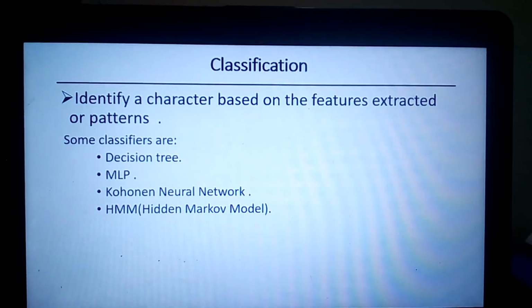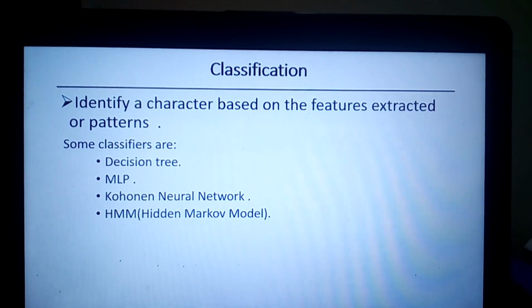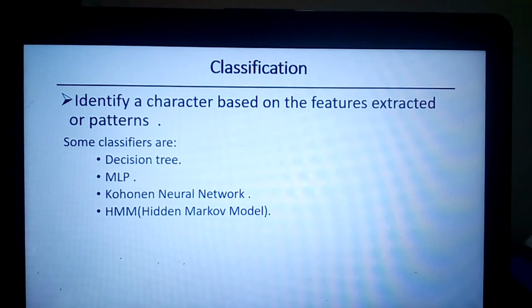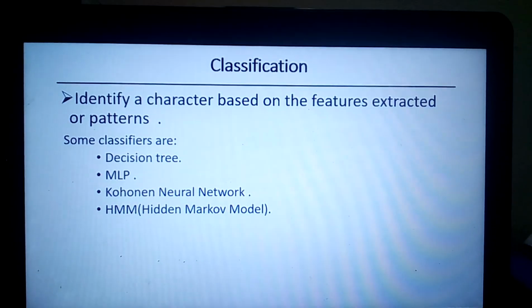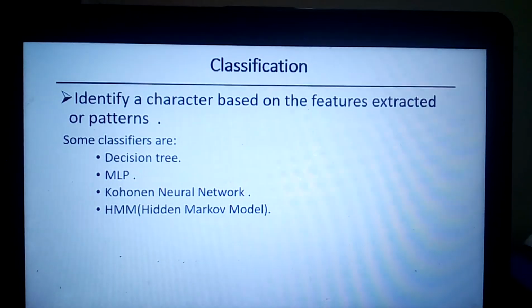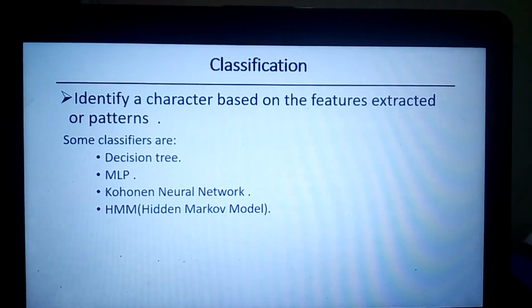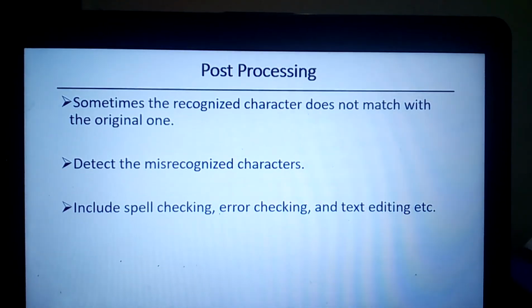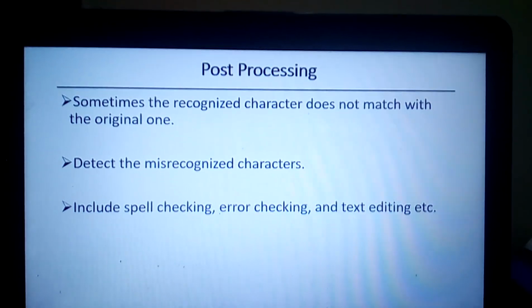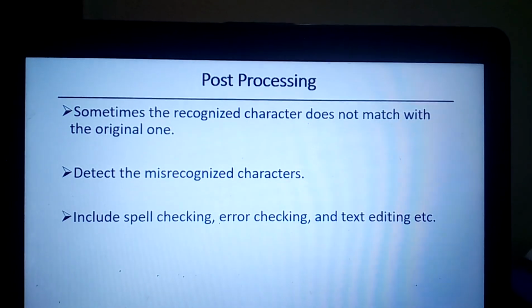So classification. In this step, we run some classification algorithm to identify a character based on the features we extracted or patterns. Some classifiers are decision tree, MLP, Kohonen neural network, HMM, hidden Markov model. Post processing. Sometimes our recognized character does not match with the original one. So in post processing, we detect the misrecognized character, and it includes spell checking, error checking, and text editing, etc.